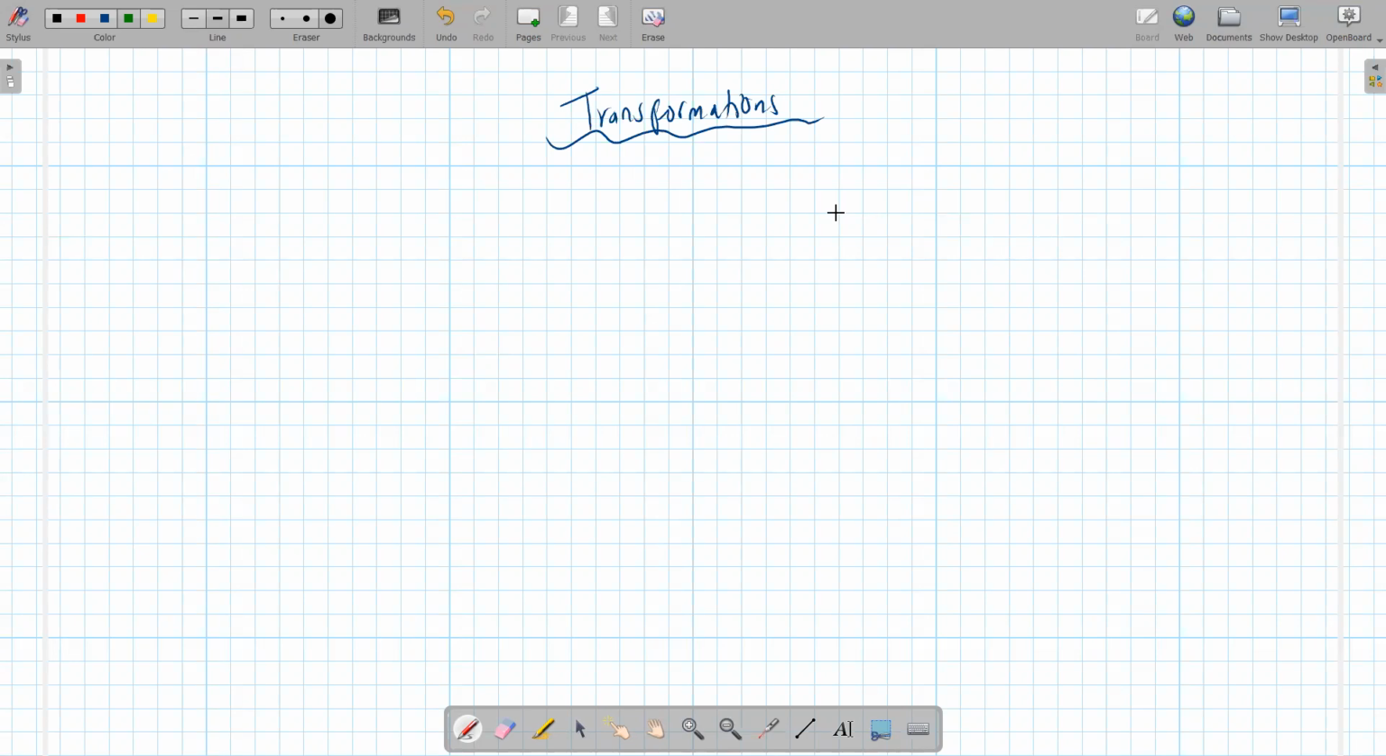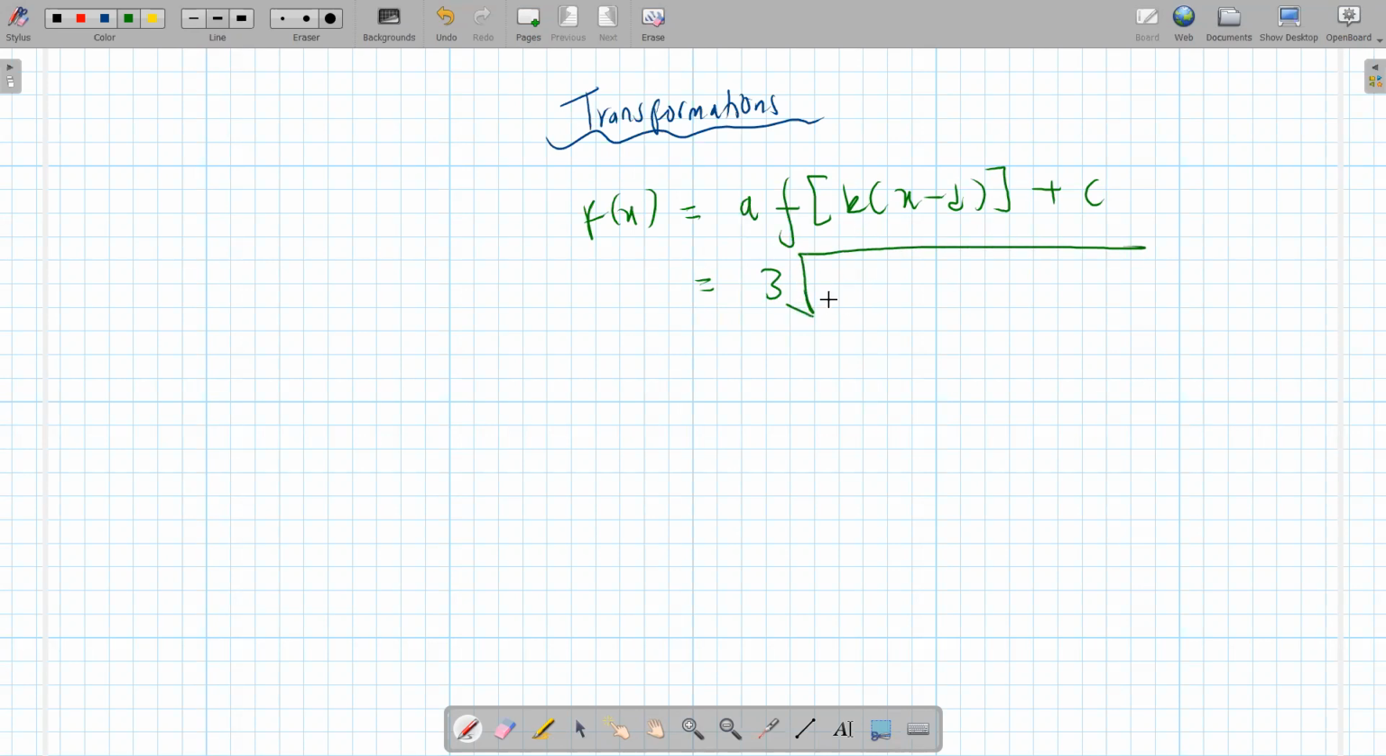All right, let me teach you transformations. This is very important. It's going to come back over and over in grade 12, okay? Any function f of x has this format. Don't worry about what they mean right now. f is a general function, whatever it is: a times f of k(x minus d), plus c. Example, let's do a square root function. 3 is the a value, and f now is our square root function. Let's say k is 4, d is 5, and then plus c. That's an example of a square root function that has been transformed.